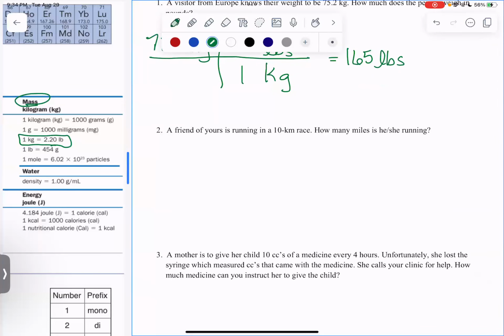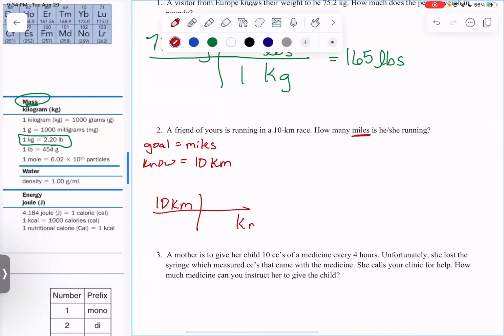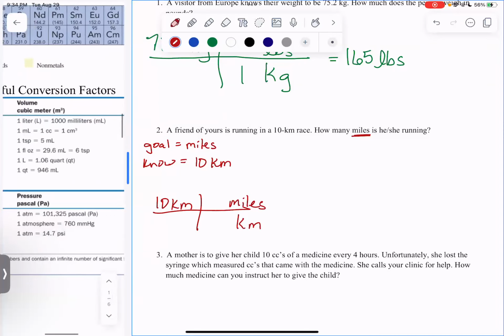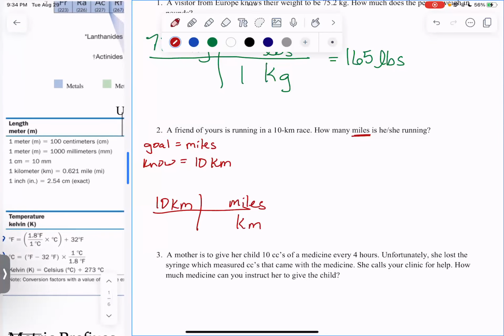Okay, a friend of yours is running in a 10-kilometer race. How many miles is he or she running? So what's my goal? My goal is I want my units in miles. And then what do I know? I know that they're running a 10-kilometer race. So I'm going to start with what I know, 10 kilometers. I'm going to want to get rid of kilometers and go to miles. So let's see if we can find a relationship in length, because miles and kilometers are both length measurements, that relates kilometers and miles.